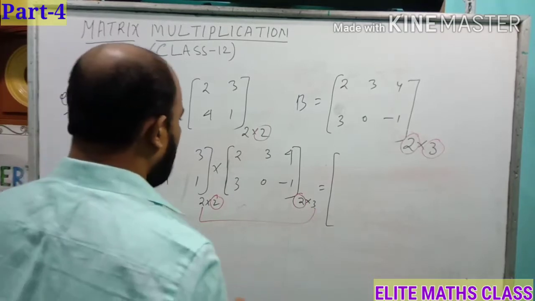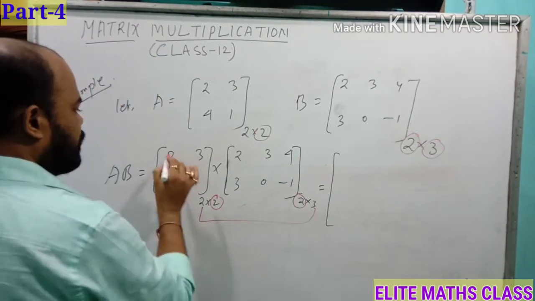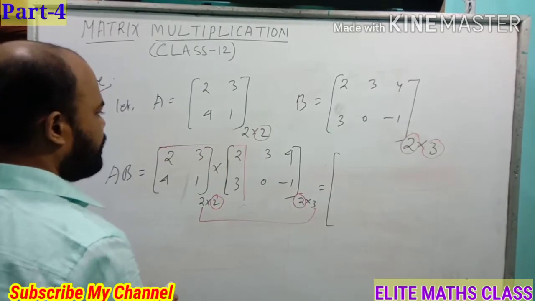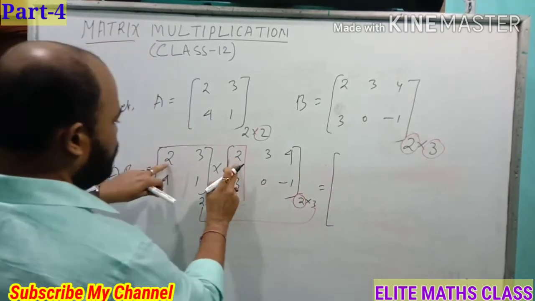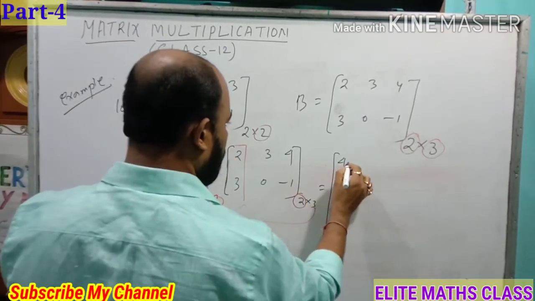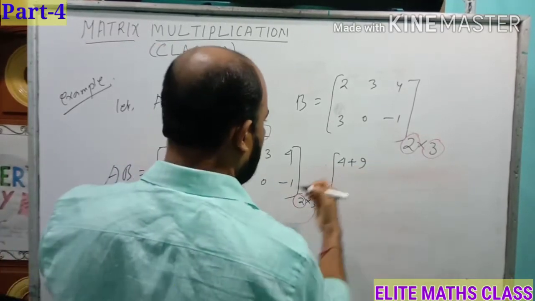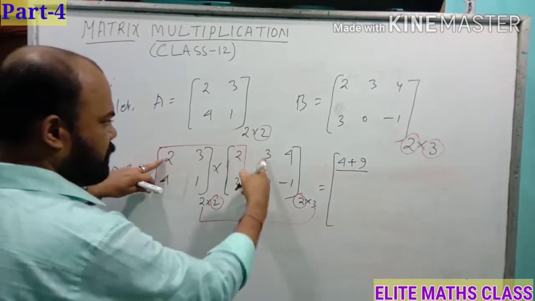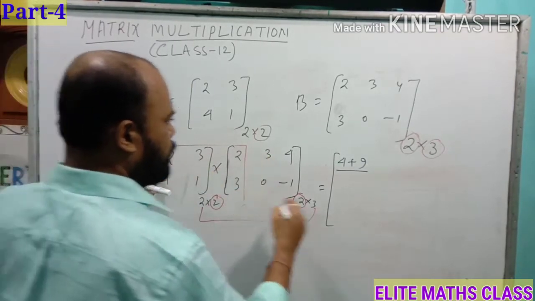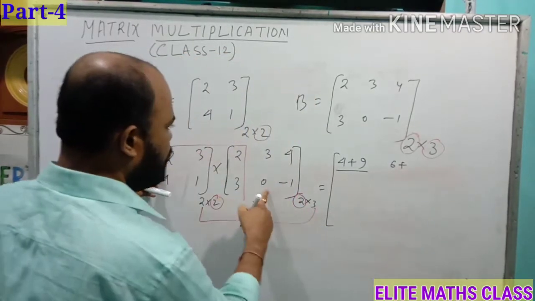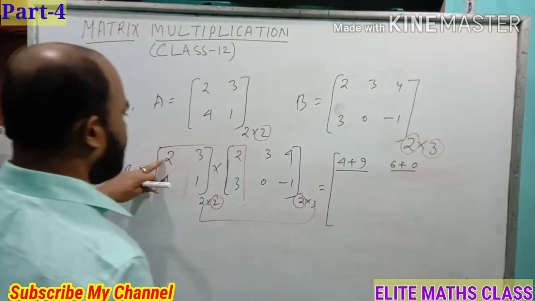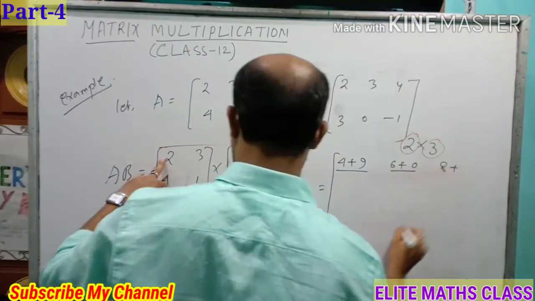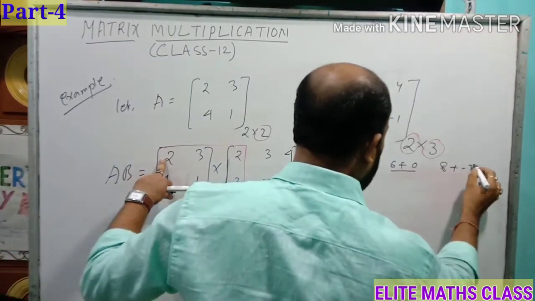Now let us see, what is the rule of finding the product? Row into column, then sum. For the first element we are getting 2 into 2, first element into first element, 4 plus 3 into 3, 9. First element complete. Now with the first row, we have to multiply the second column. So 2 into 3, 6 plus 3 into 0, 0. Second element complete. With the first row again, we have to multiply the third column. 2 fours are 8 plus 3 into minus 1, minus 3.